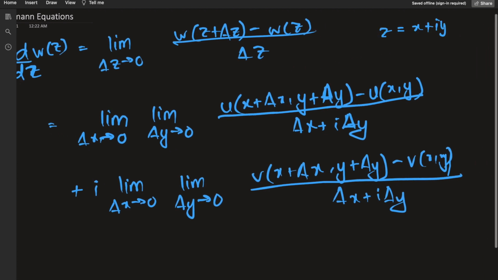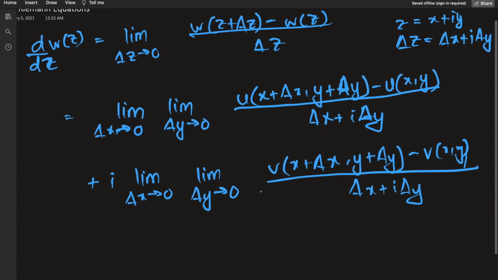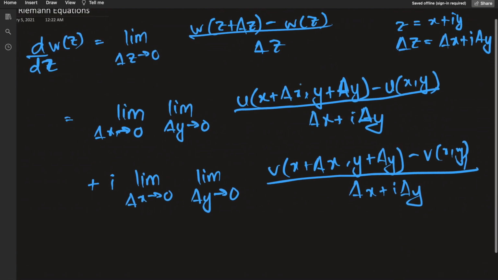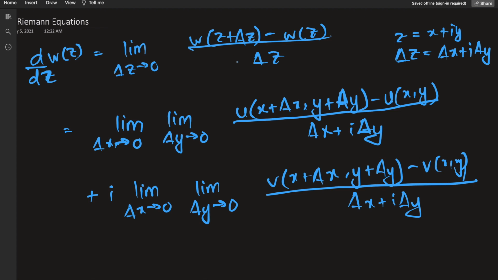plus iy. So if you use the properties of a derivative, you get delta z is equal to delta x plus i delta y, and that's why we got the denominator this way. The rest is just the definition of w, because w can be broken down into real functions u and v with this i in them.